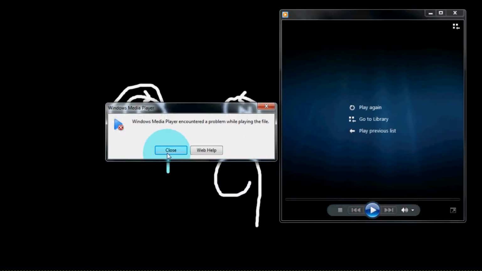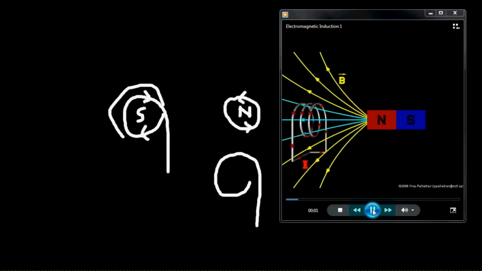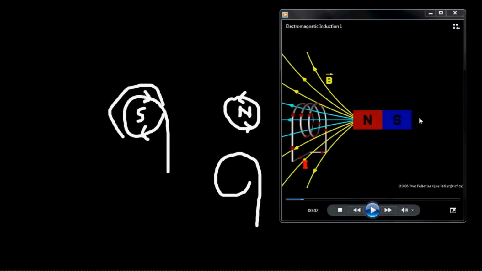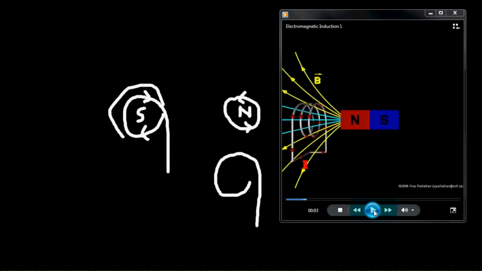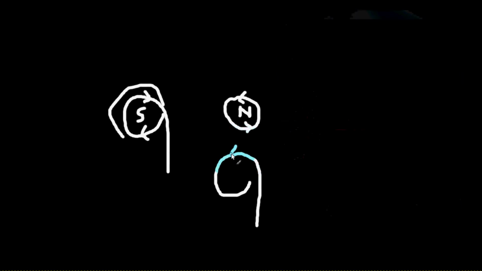Oops. Okay, let's try playing it again. Now we're moving the magnet with the north face towards the conductor. So what you see is that the current is actually moving in an anti-clockwise direction. See if you can see it. It's moving downwards like this. So if you're the north face, it would be something like this, and this matches this diagram over here.